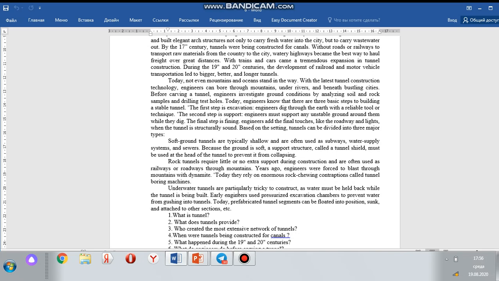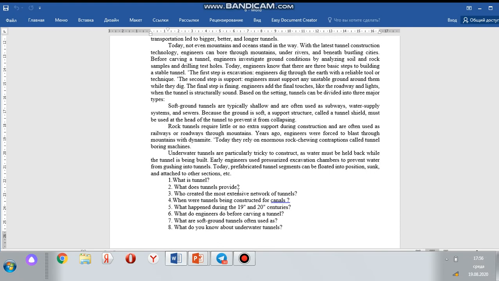So as you see, there are 3 major types of tunnels. They are soft ground tunnels, rock tunnels, and underwater tunnels. Now look at these questions and try to answer them individually. You can write them or you can answer them orally.